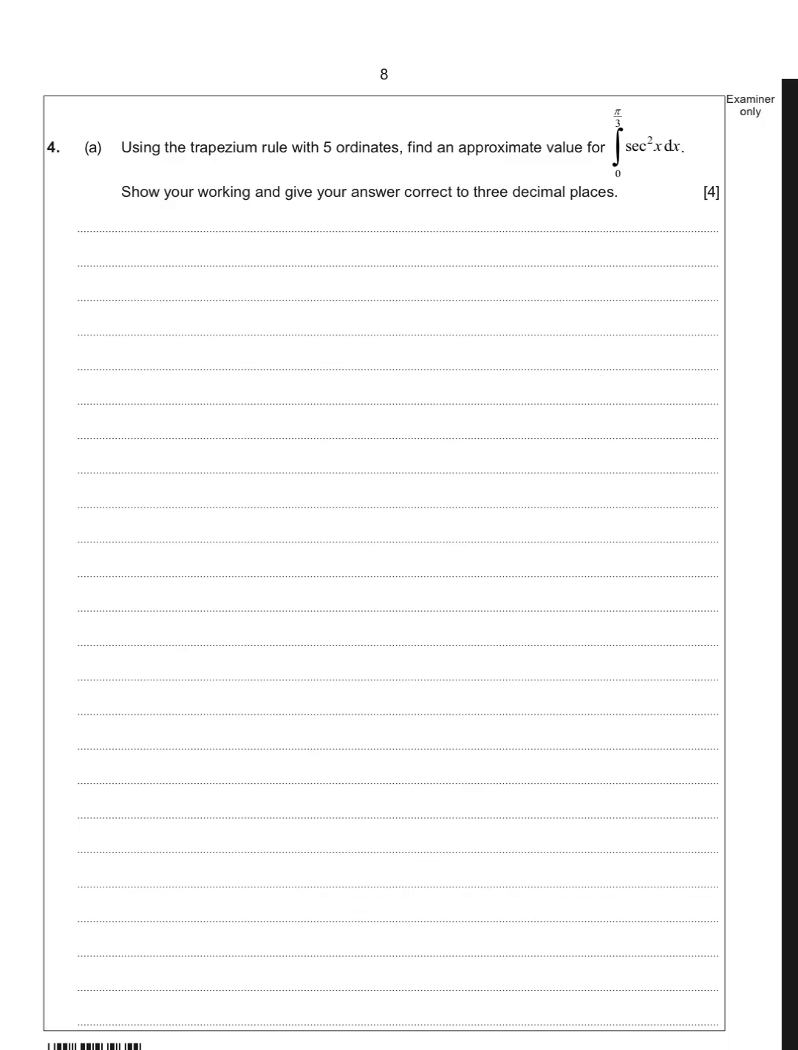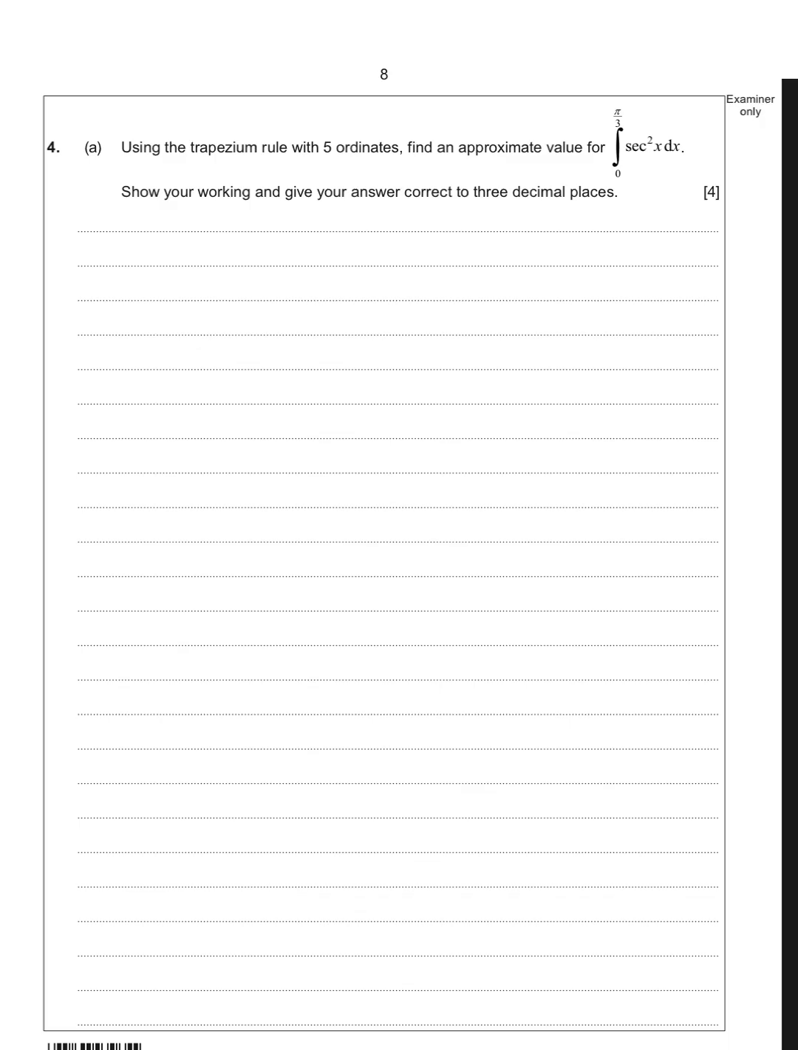So I would have my x and my y, and then I'd have my sort of subscript. So the first one is going to be x0, x1, 2, 3, and 4. So my first x value is going to be 0. My final x value is going to be pi by 3. And so we need to think, how do I get from 0 to pi by 3 in 1, 2, 3, 4 jumps?